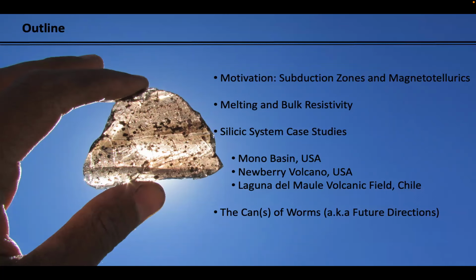So, a brief outline here. I'll zoom out first and give an overall view of MT and subduction zones, just because MT is kind of an odd duck that doesn't get too much attention. And then I'll talk about melting and bulk resistivity and how those influence each other. And then I'll go through three case studies: Mono Basin, Newberry Volcano, and Laguna del Maule volcanic field. I'll go through these pretty quickly, just to give a flavor of what we're doing, not an exhaustive overview. And finally, a few cans of worms that this methodology opens up, which can be more optimistically phrased as future directions.